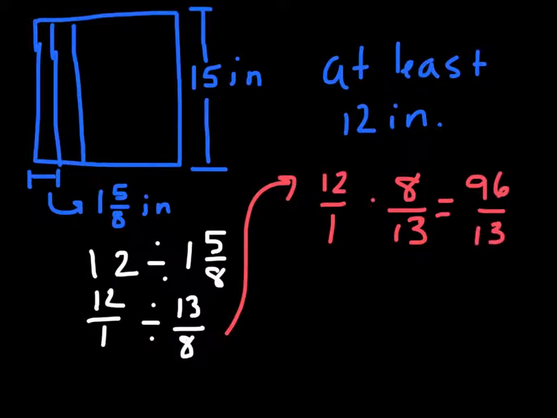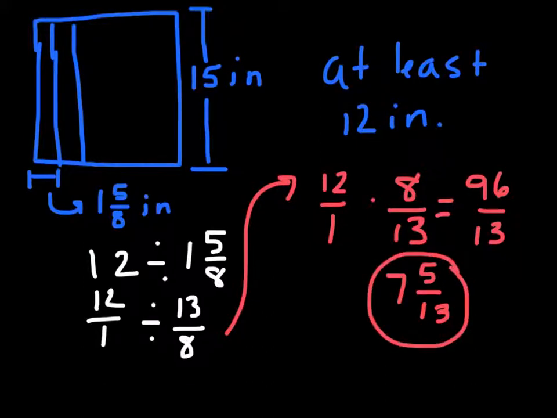96/13. Now we want to change it into a mixed number, which becomes, let's see, 96 divided by 13 will be 7, remainder 5, so 7 5/13. So how many strips will we need? Well, we can't have 5/13 of a strip. So our final answer is actually 8. We'll need 8 strips of wood to make a cutting board that is at least 12 inches wide.